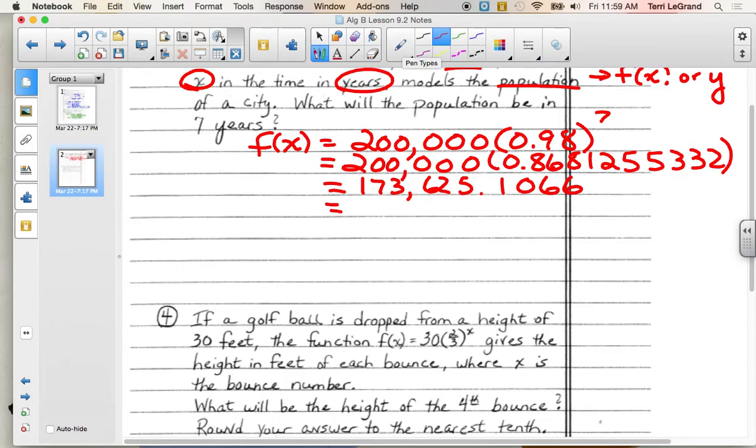And now we would say approximately equal to, because we don't talk about parts of people, rounded to the nearest person. How many people? 173,625. That 1,066 10,000s isn't enough to round up to the next person. So we would say f of 7 is approximately 173,625 people, persons, whatever. You don't say population.